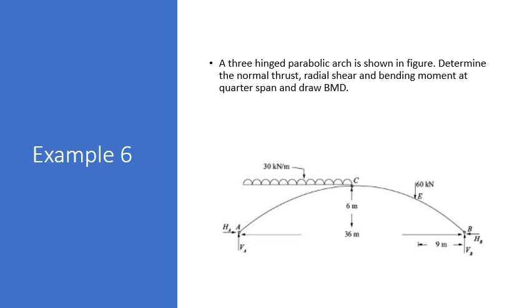So this is similar to the first problem we have solved. There the UDL was acting on the right half portion. Here it is acting on the left half portion. That's all the difference. Find the normal thrust, radial shear and bending moment at quarter span. Span is given as 36 meter. Quarter span means 36 by 4, 9 meter. And draw the bending moment diagram.